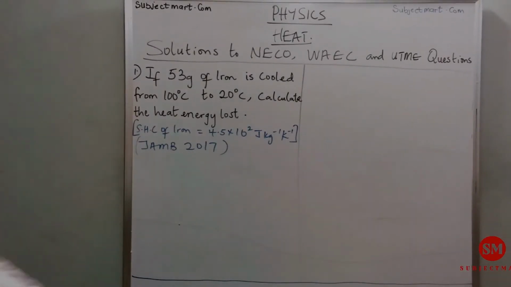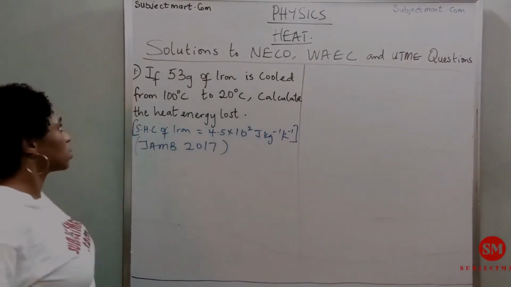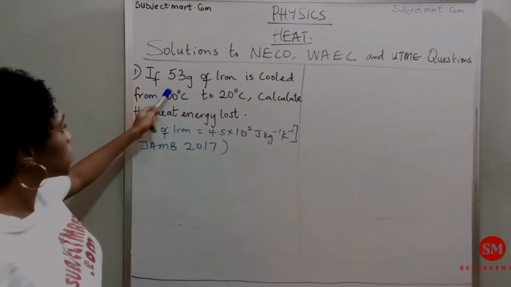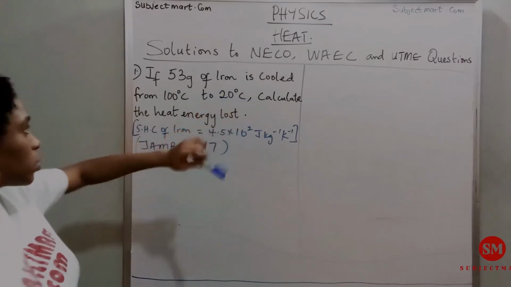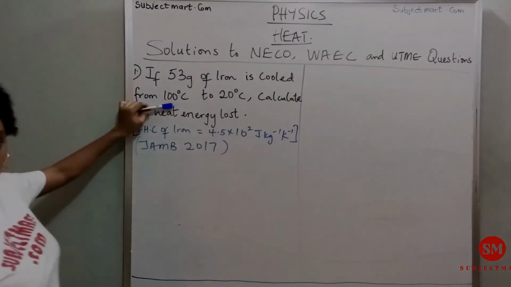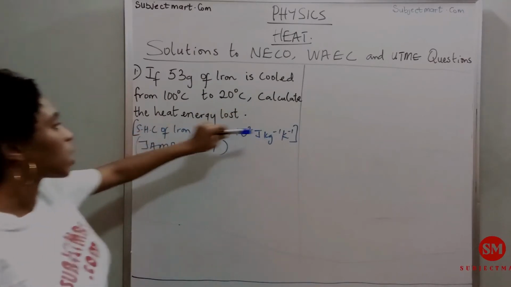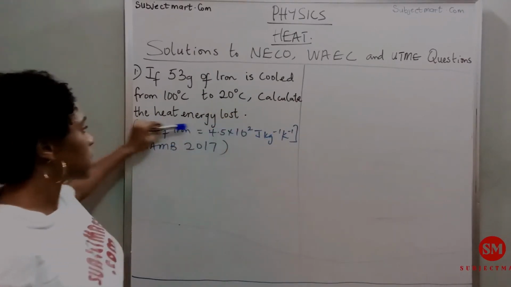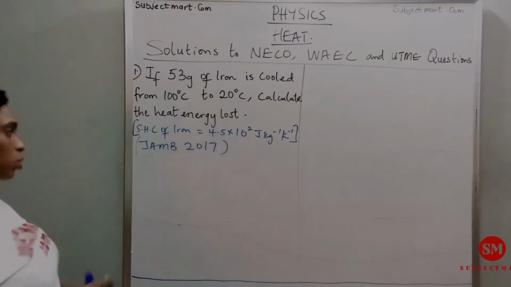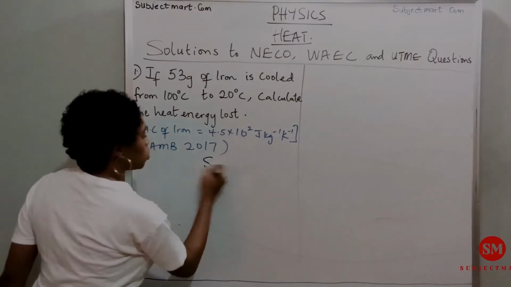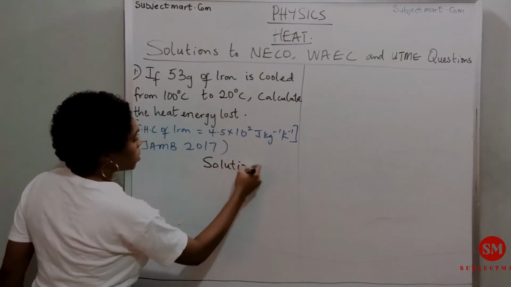So the first example I have here says, if 53 grams of iron is cooled from 100 degrees C to 20 degrees C, calculate the heat energy lost. Okay, so the first thing we need to do is to write out our parameters.